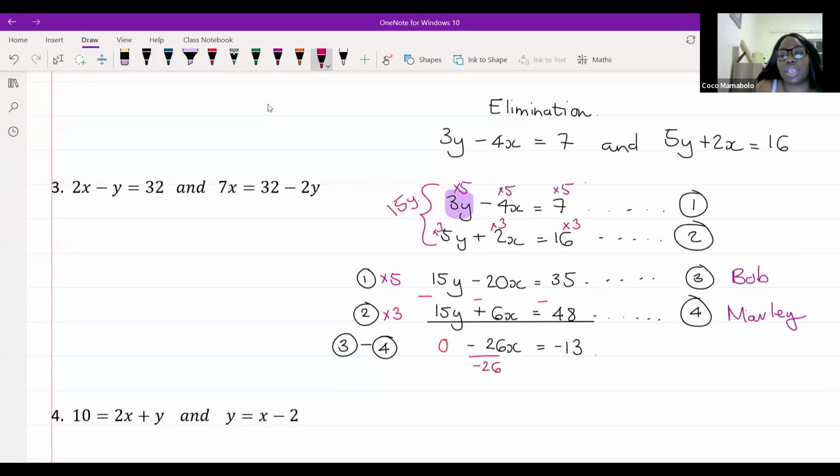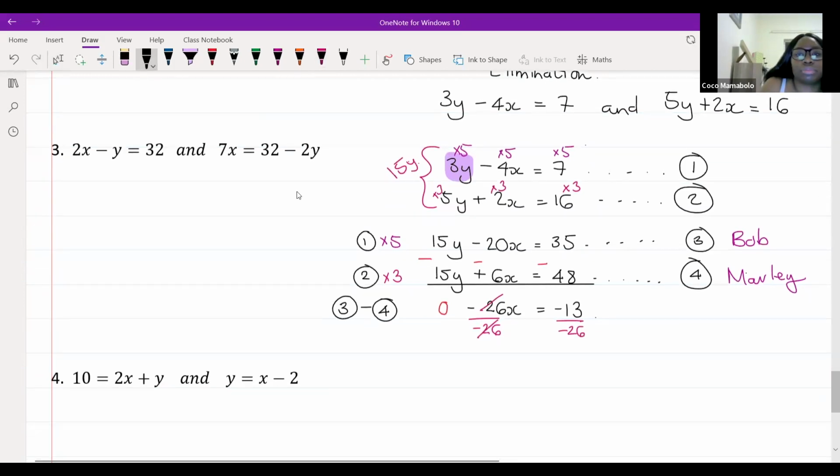All right, and then all I have to do to solve for x is divide by negative 26, divide by negative 26. Those two will cancel, and x is then equal to, the negatives will cancel, 13 divided by 26, which will give me a fraction of 1 over 2. It's a bottom-heavy fraction, so not 2 over 1, but 1 over 2. 13 divided by 26 will give us a half.